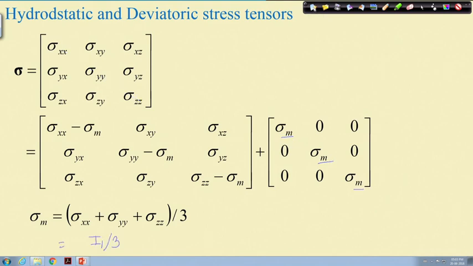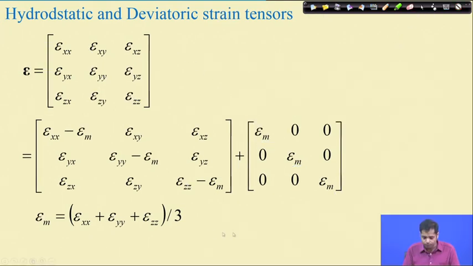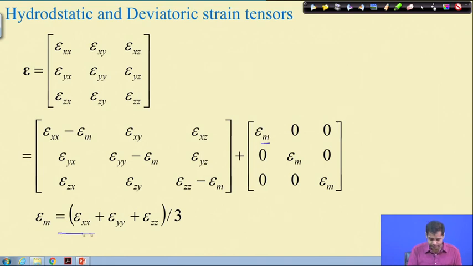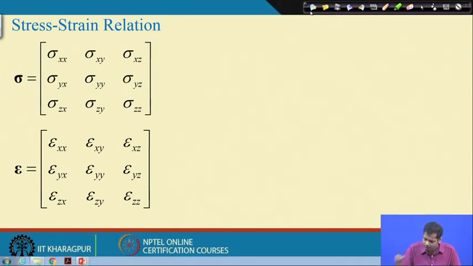Okay. So, a similar exercise we can do for strain. Strain also can be divided into two parts. One is again the hydrostatic part, one is again the deviatoric part, and the hydrostatic part epsilon m is written as, again you see, essentially the first invariant of the strain tensor, which is the trace of this. Okay. So, you see we are almost at the end of this lecture.